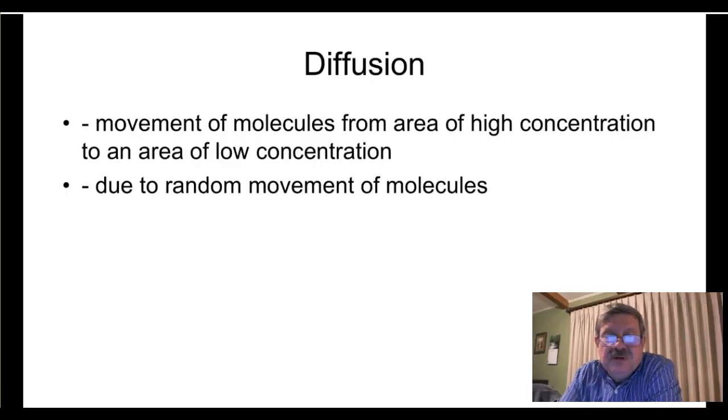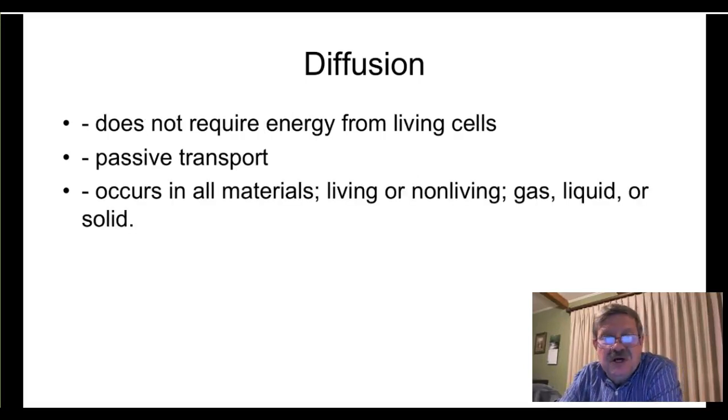So, diffusion is strictly a physical process, not necessarily a biological process, but it does occur in living organisms. Diffusion is a movement of molecules from where they're in high concentration to where they are in lower concentration, and it is due to the random movement of the molecules. It does not require any energy on the part of living cells, so it is said to be a passive process, or that is, it is passive transport. Passive transport means that there is no expenditure of energy on the part of the cells. Active transport means that the cells must use energy to cause the diffusion to occur.